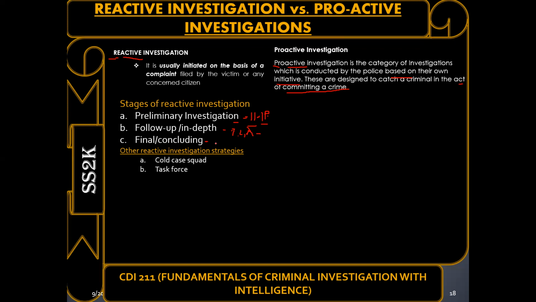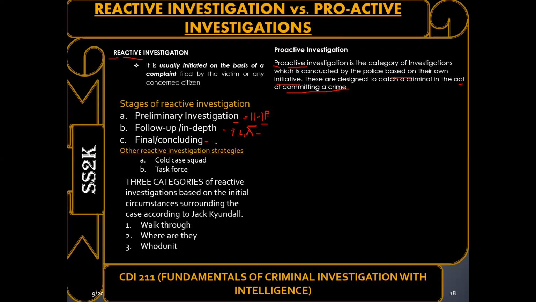Yan, no? Then we have also the three categories of reactive investigation based on initial surrounding circumstances or circumstances surrounding the case according to Jack Cundall.